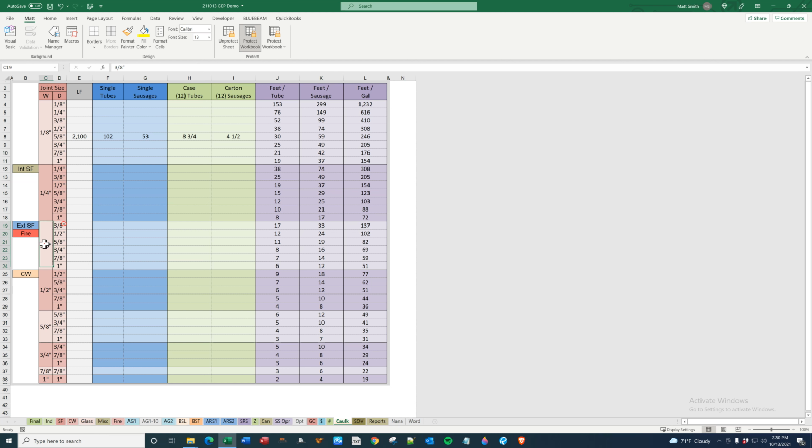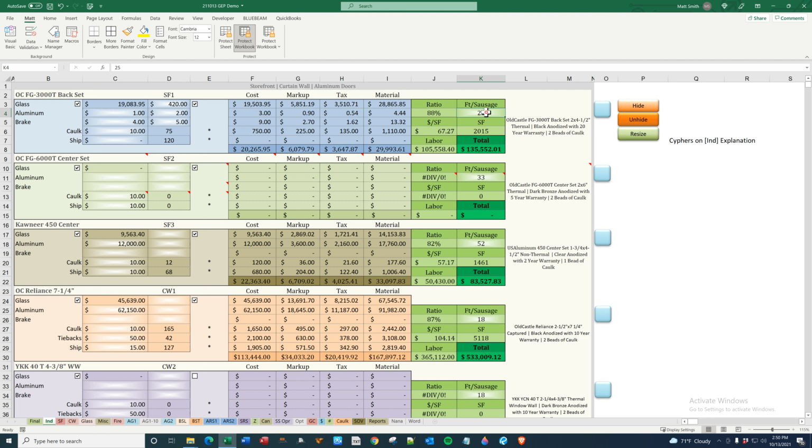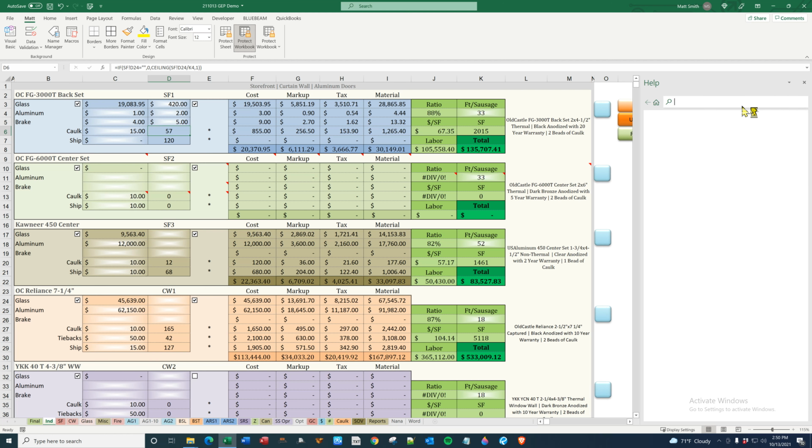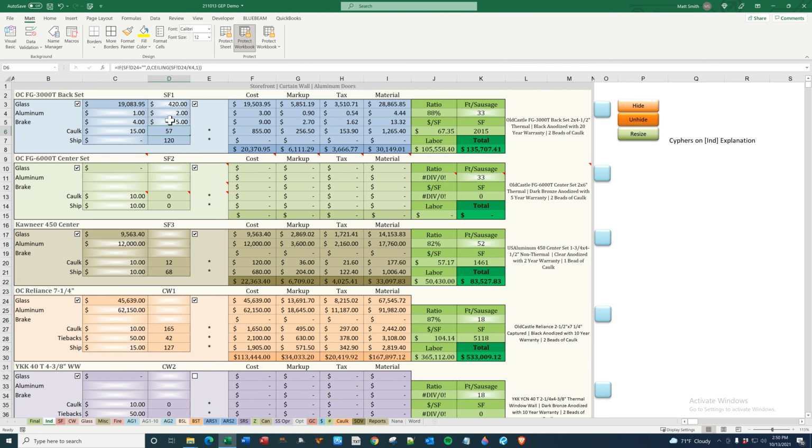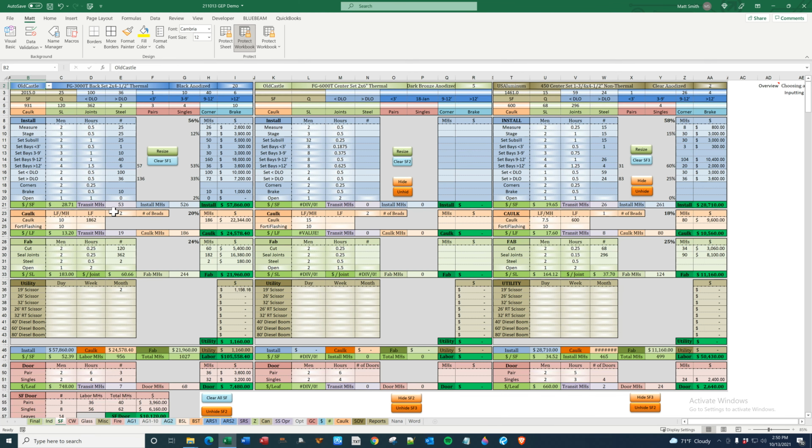Generally, I use it as 3/8 and 3/8. So we're going to change this from 25 to 33, at which point this number changes. This is simply the cost of a sausage of calc. This number is taken from, and I'm using SF1 as an example, this number is taken from here, linear feet, which is twice the perimeter. So in this cell, you're putting in the perimeter of all of your SF1 openings.